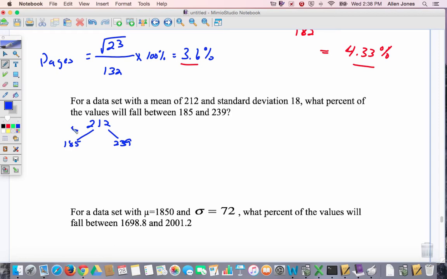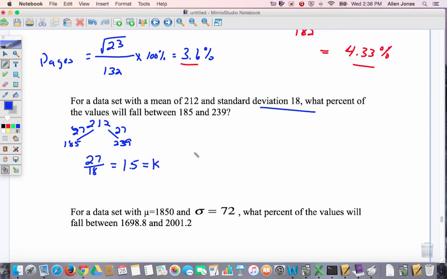If I go from 212 down to 185, that's a distance of 27. If I go from 212 up to 239, that's also a distance of 27. What I want to do next is convert that distance to a number of standard deviations. So that distance is 27, and my standard deviation is 18, so I divide by 18. In other words, 185 and 239 are 1.5 standard deviations away from the mean.